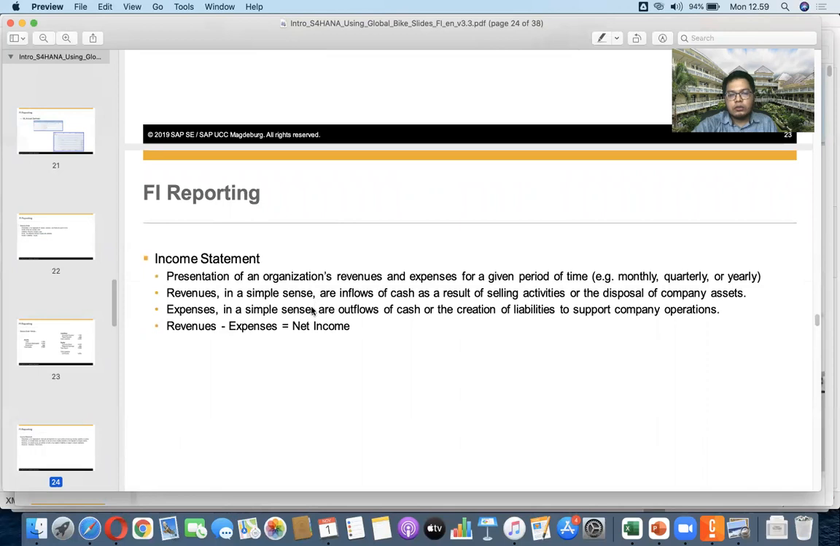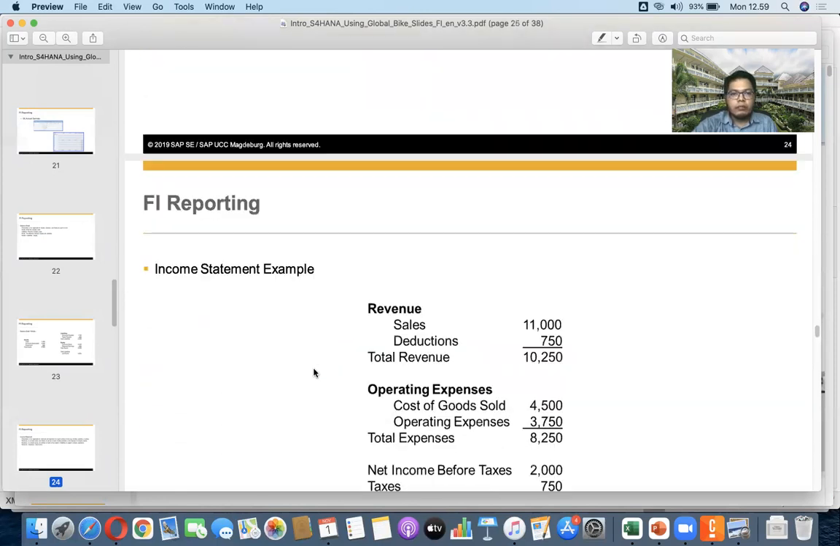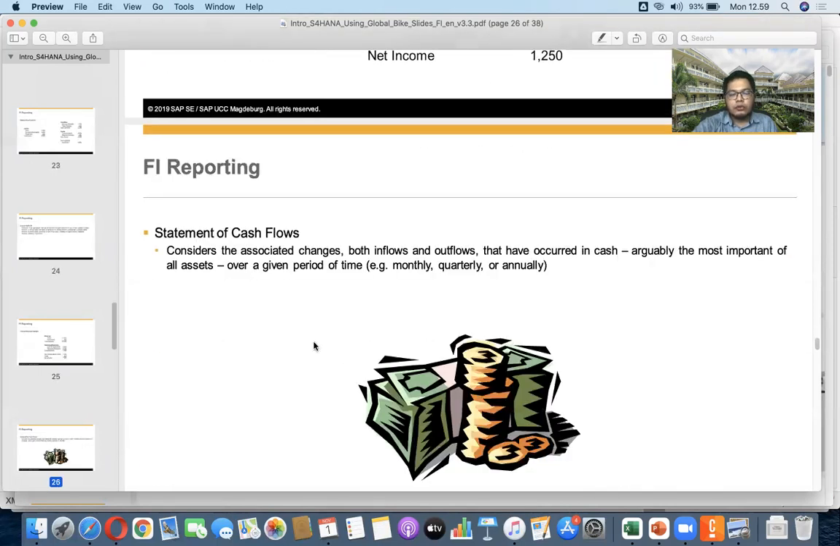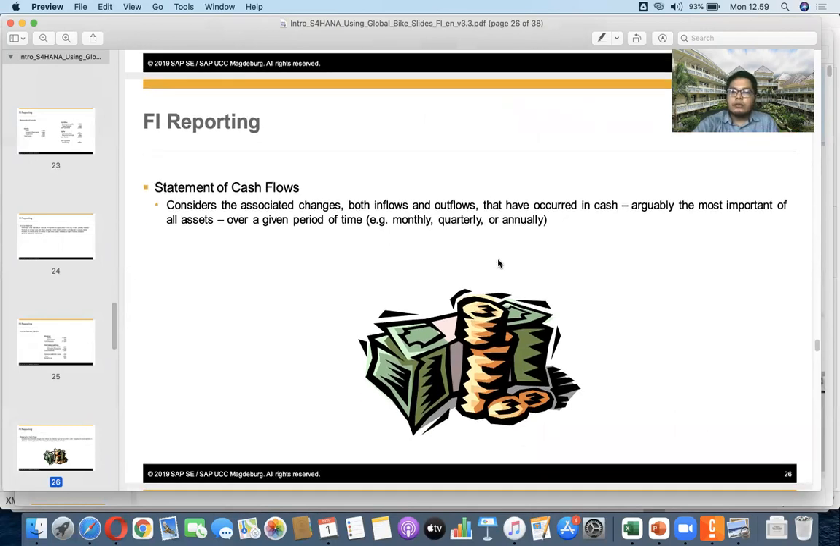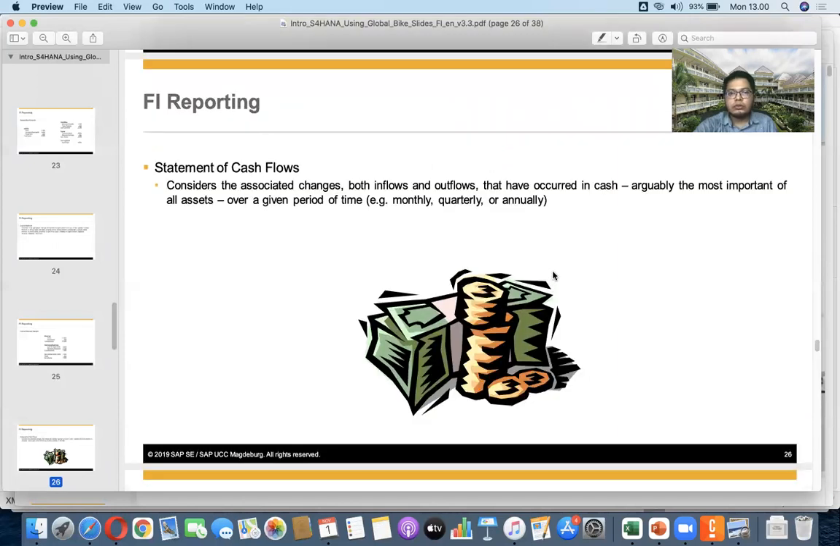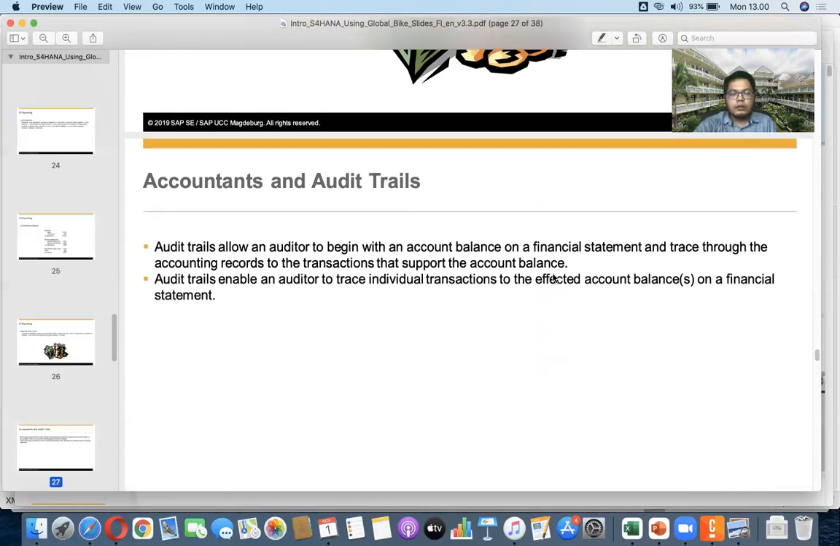In reporting, there is also the income statement that gives us the actual net income, which we get from revenues minus expenses. Here, total revenue, operating expense, then we get net income. As for the statement of cash flow, it is about the flow of cash happening in our company. There will be inflow and outflow of cash, and we can see them using this.